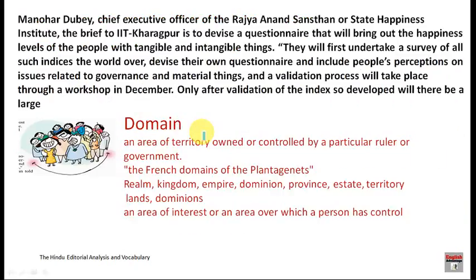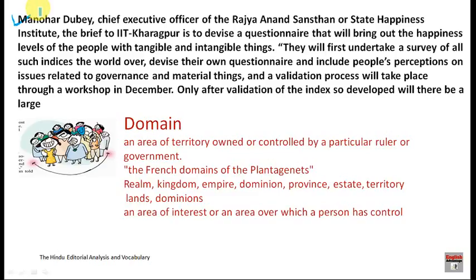According to Manohar Dubey, Chief Executive Officer of the Raj Anand Sansthan, or State Happiness Institute. So this could also be a current affairs question. The brief to IIT Kharagpur is to devise a questionnaire that will bring out the happiness levels of the people with tangible and intangible things. Tangible means physical things that you can touch. Intangible are things that you can only feel, like happiness or relationships, like friendships.